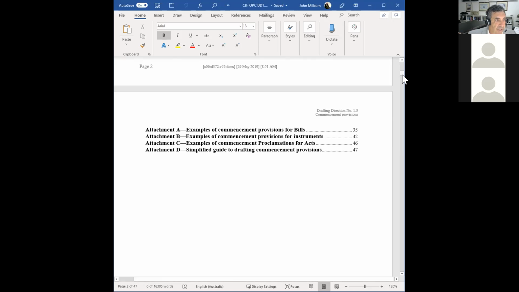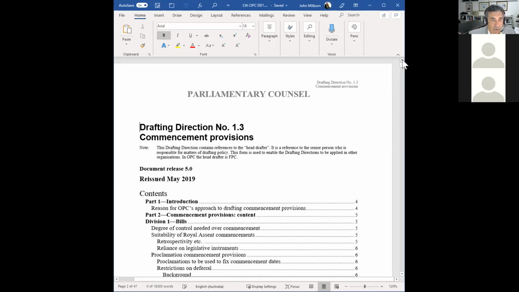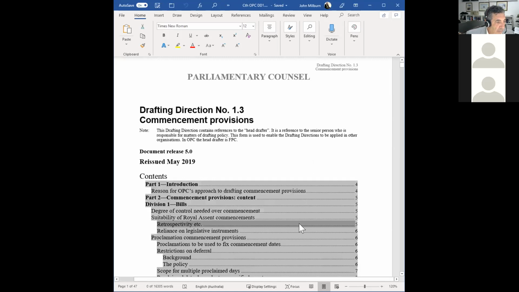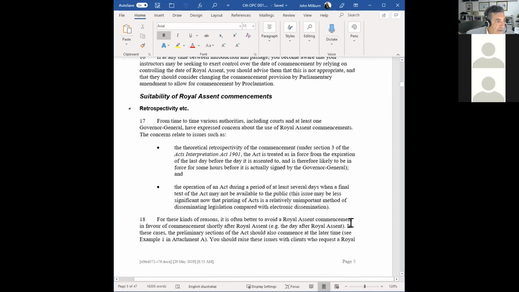So essentially what this drafting direction does is set out the way in which commencement provisions are to be drafted, hence the name. And commencement clauses are drafted in table format. The commencement of each provision appears in the order in which it appears in the draft. There is some information here about retrospectivity. So you'll see there at page 5. And from time to time, various authorities have expressed concern about the use of retrospective legislation.